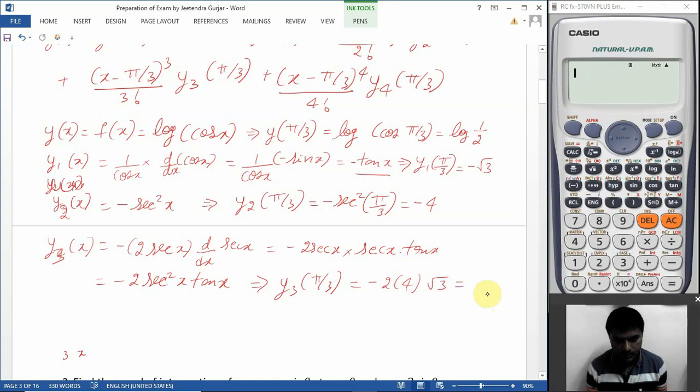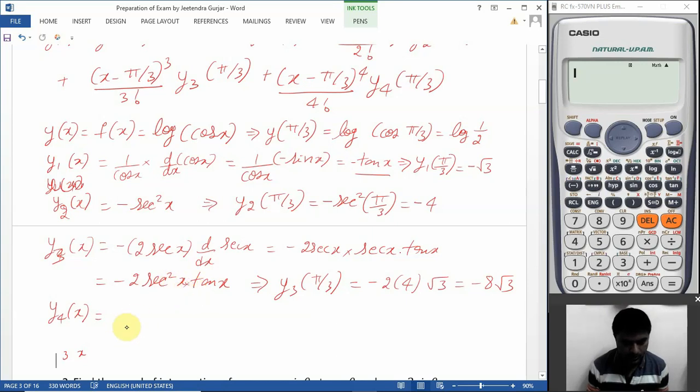So this will be equal to minus 8 root 3. Is it clear? Then next I am going to simplify y4 of x. Now this differentiation you have to do very clearly. So first I will take differentiation of sec square x into tan x.